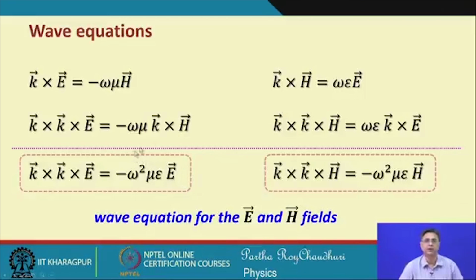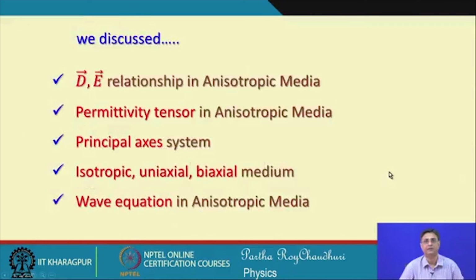In the same way, if we write this equation starting from k cross H equal to omega epsilon E, and we replace E by this k cross E relation, then k cross H will be equal to omega square mu epsilon H. So, these two are a pair of wave equations which represent the electromagnetic waves in an anisotropic medium, both for the electric field and also for the magnetic field.